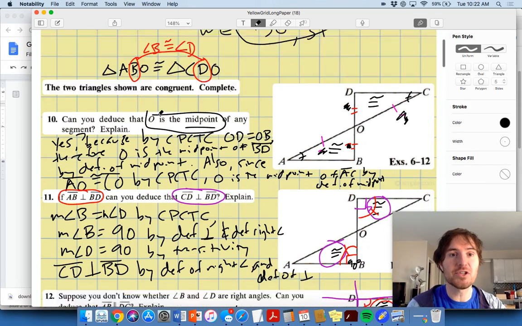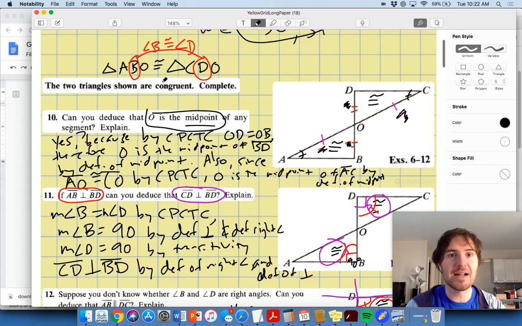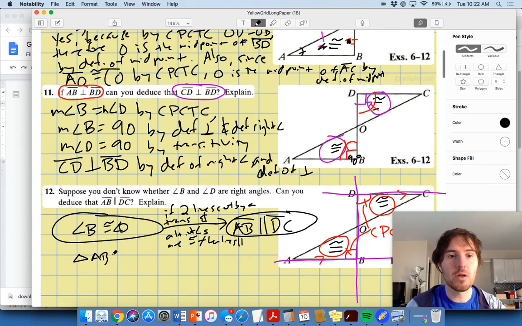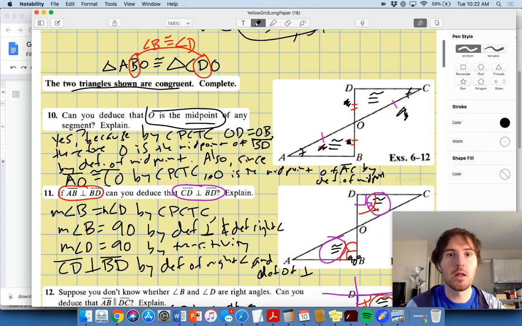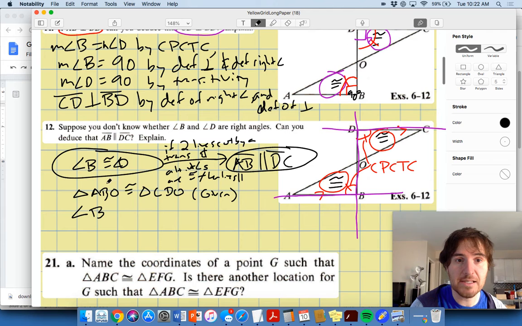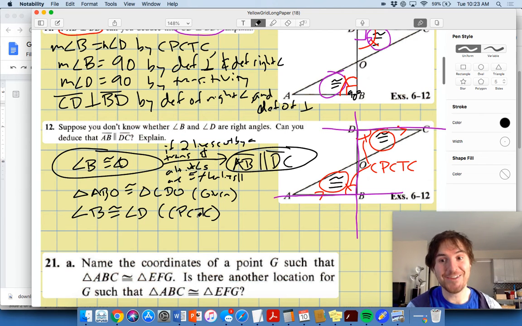Well, it was kind of given to us. Okay, right? Given to us. Let me just write the given back down here. We have that two triangles are shown to be congruent. So we have triangle ABO congruent to triangle CDO. That was given. So then we can determine that angle B, look at that, because the B is there and the D is there. Angle B and angle D correspond to one another in the congruency right here. So angle B is congruent to angle D, and that's by CPCTC. Corresponding parts of congruent triangles are congruent.